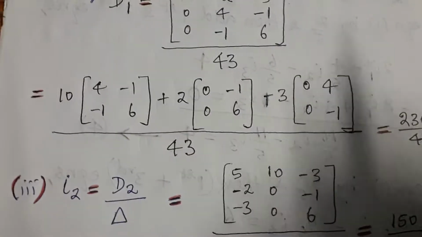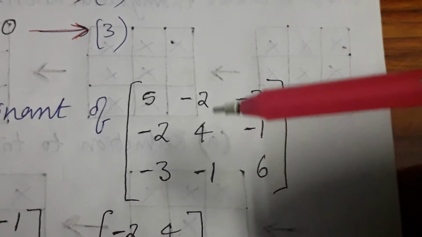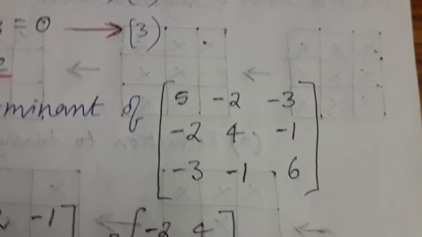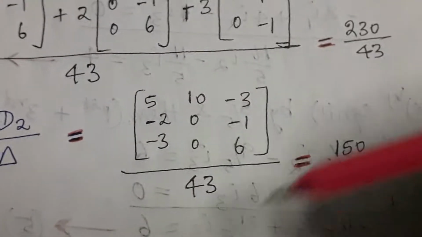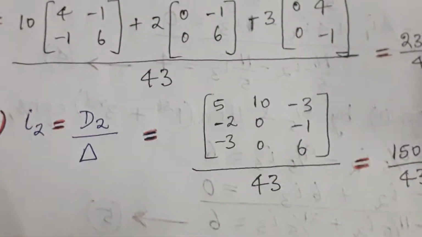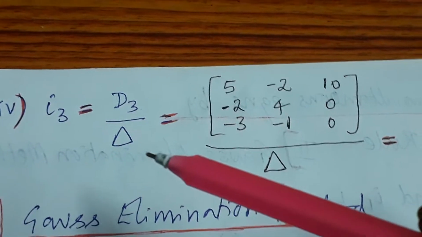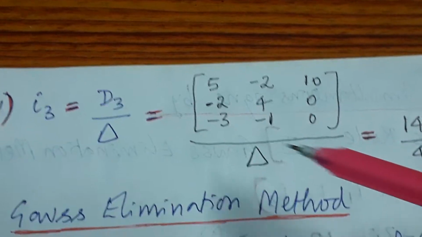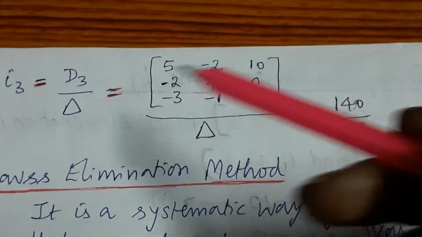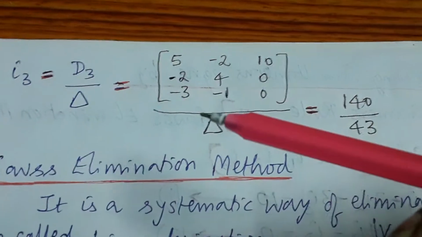Next is I2 is what? d2 by d. That means what? Replace the second column by 10, 0, 0, and then find the determinant. That gives you d2. And then divide by 43, you'll get the answer as 150 by 43. Similarly, find I3, which is d3 by determinant. Replace the third column by 10, 0, 0. Find the answer as 140 by 43. This is how we have to solve to get I1, I2, I3 by Cramer's rule.